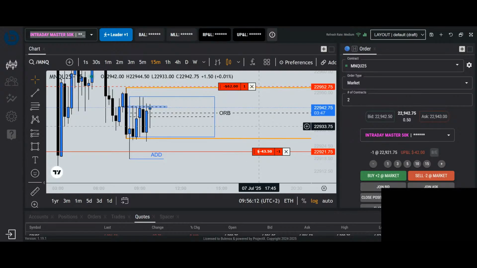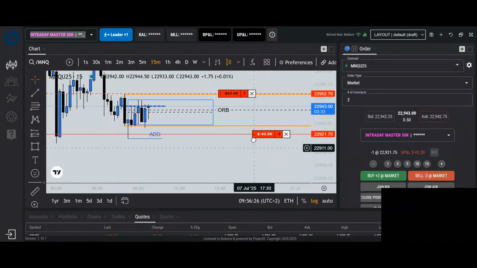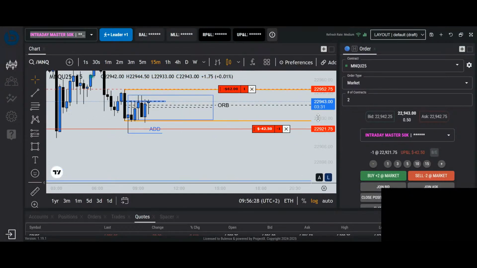4 more minutes until this hourly is closed. And I don't see the market doing anything. I'll probably not be behind the screen, so I probably will not be able to add if I'm not behind the screens anymore.